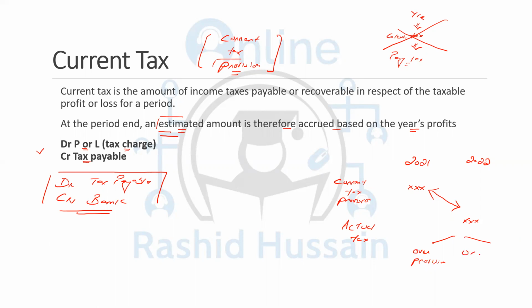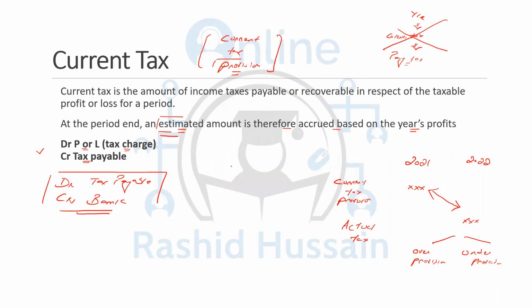And the second case may be the under provision. You provided less tax than the actual. More tax than the actual simply means the over provision. Less tax than the actual simply means the under provision.